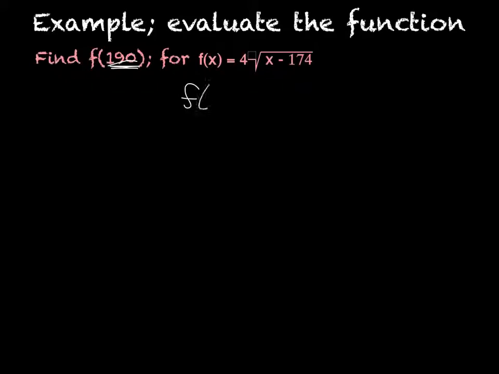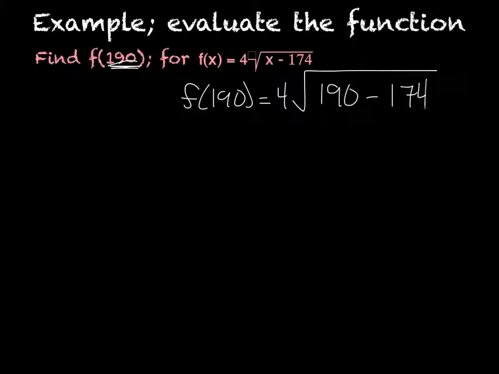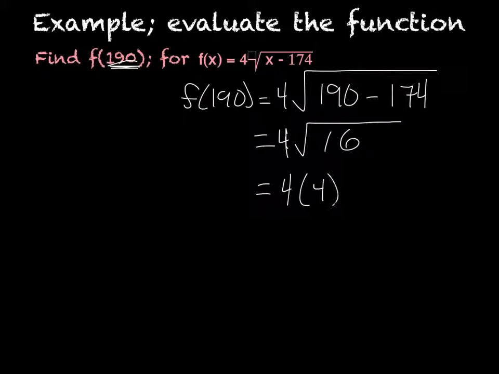So f of 190 is going to equal 4 times the square root of 190 minus 174. Okay, so we have 4 times the square root. 190 minus 174 is actually 16. Okay, so now I'm going to do that square root first so that I know what that is. 4 times square root of 16 is 4, so 4 times 4. So that means my final answer is 16. f of 190 equals 16.